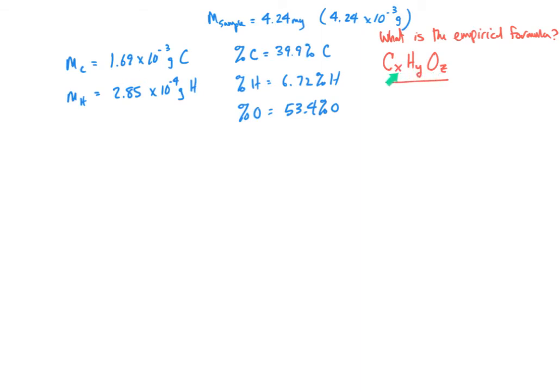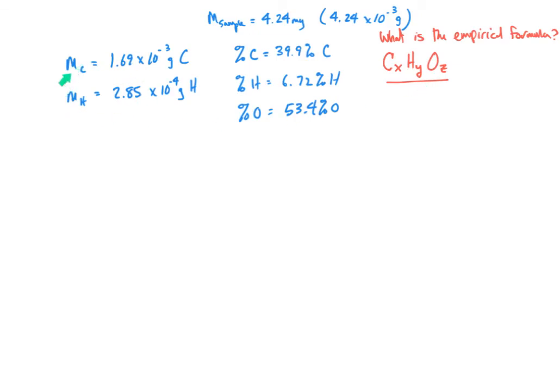So I want to find how many moles each of these things is. The first thing we notice is I think I can find the moles of carbon because I have a mass of carbon, and I think I can find the moles of hydrogen because I have a mass of hydrogen. But how am I going to find that quantity Z? I'm going to need to figure out what the mass of oxygen is that I have.